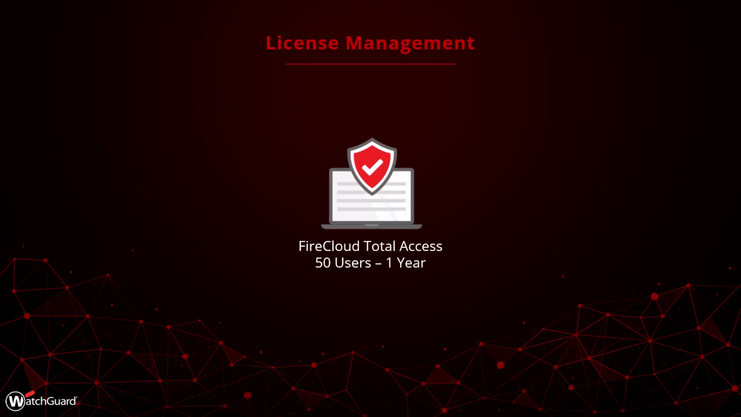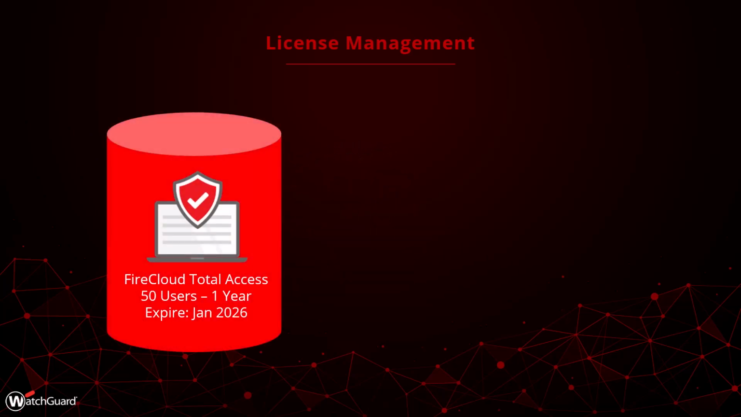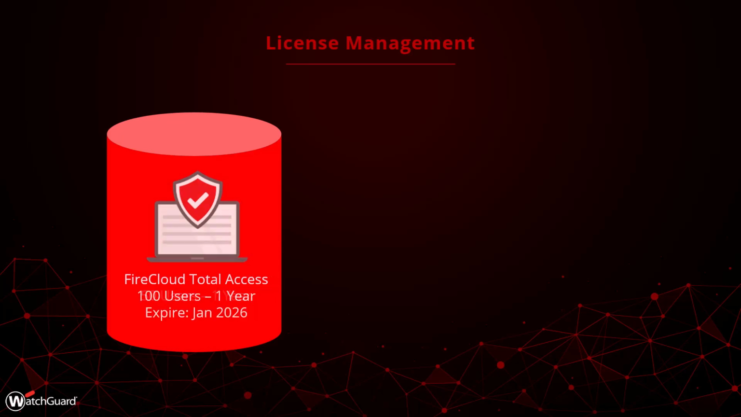Say I purchased a 1-year, 50 user license for WatchGuard's FireCloud Total Access product. I will activate this license in January of 2025, and the timer starts ticking. I have 1 year until January 2026 to use the product for up to 50 users. If I later purchase another 1-year FireCloud license for an additional 50 users, I have a couple options available. I can combine the number of new users with my existing license, providing me with 100 users over the next year, or I can choose to extend my license expiration, which gives me 50 users for 2 years.